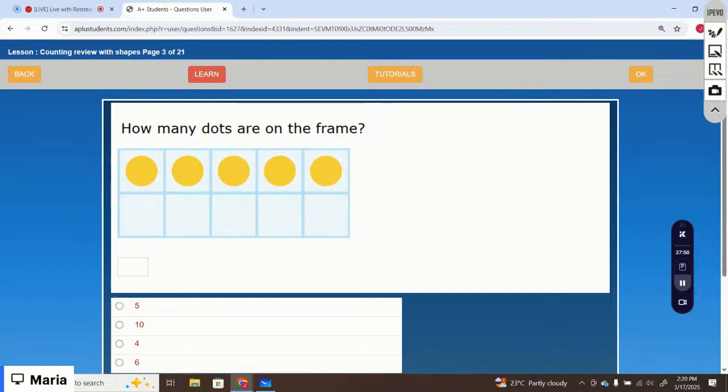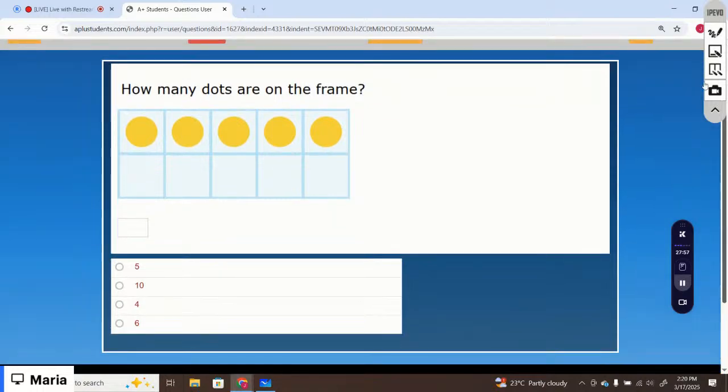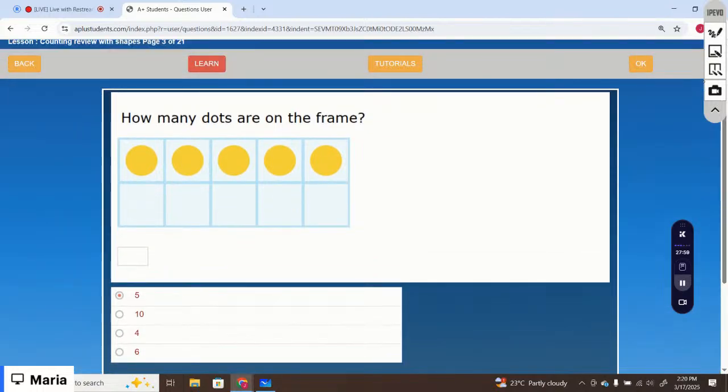How many dots are on the frame? There are one, two, three, four, five. There are five dots. Option number one is the correct option.